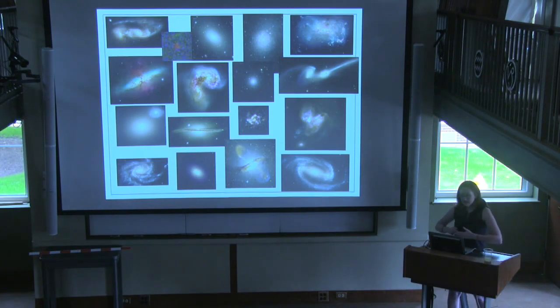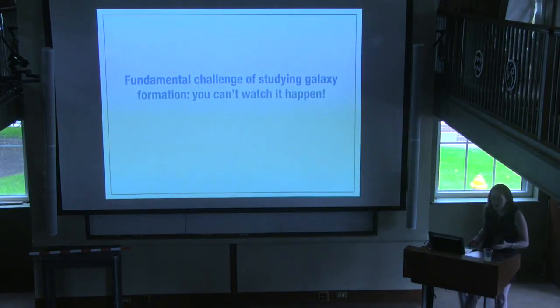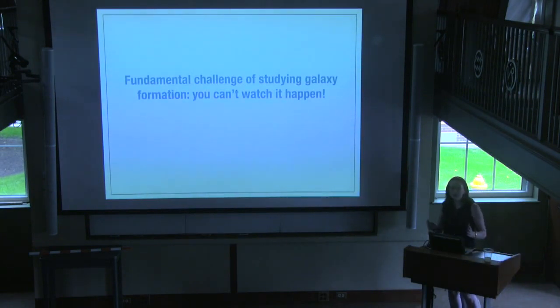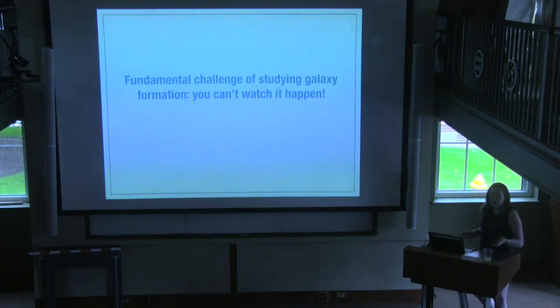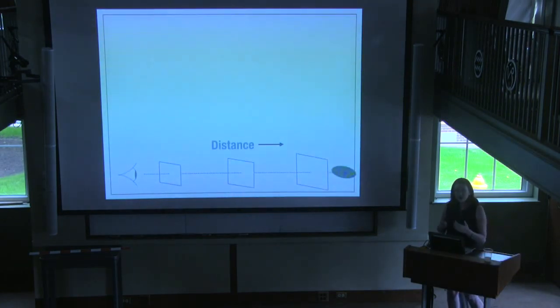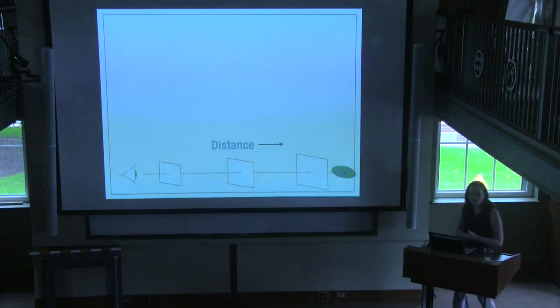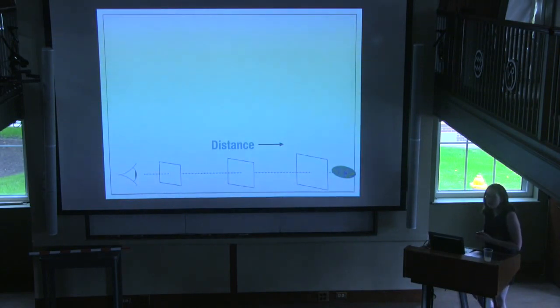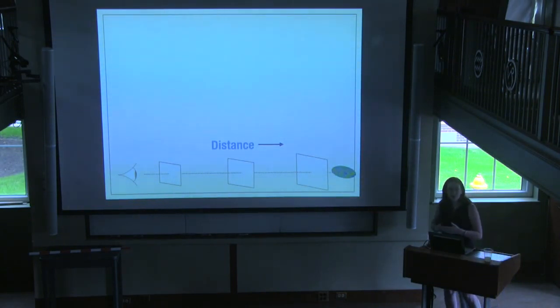But there's an additional challenge to studying galaxy formation, which is really fundamental, and which is that you cannot watch it happen. Galaxies form and evolve on timescales of millions to billions of years. So if you're just sitting around waiting for something to happen, you're going to be waiting an awful long time. So it's not like something like supernovae where you can watch it evolve. So to get around this, the way that observers study galaxy formation is to get snapshots of galaxy populations at different redshifts and try to make connecting lines between them.